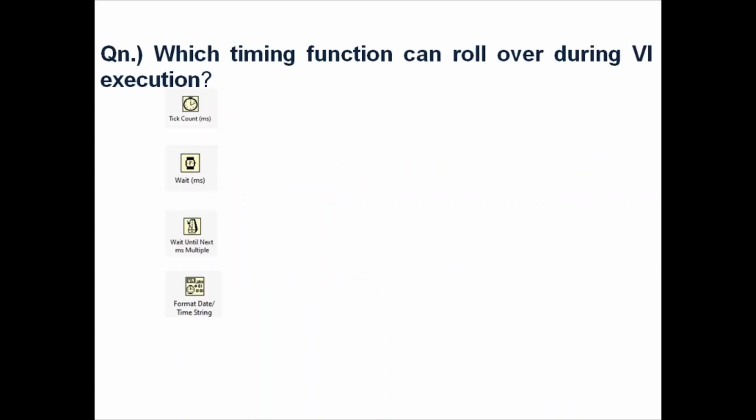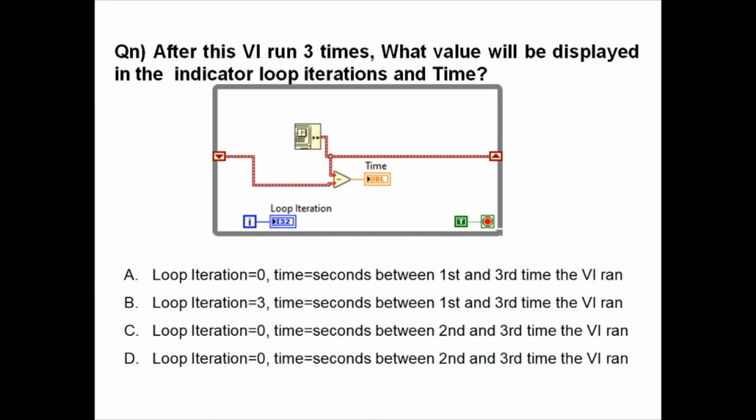Next, which timing function is going to roll over with the VI? Obviously we have only two things for providing delay, Wait (ms) and Wait Until Next ms Multiple, but this is only the format for how to represent your timing. Here, the tick count starts from the beginning of your execution till stopping your execution. So the tick count is the answer for this one. It is the keyword that can roll over along with your VI execution.